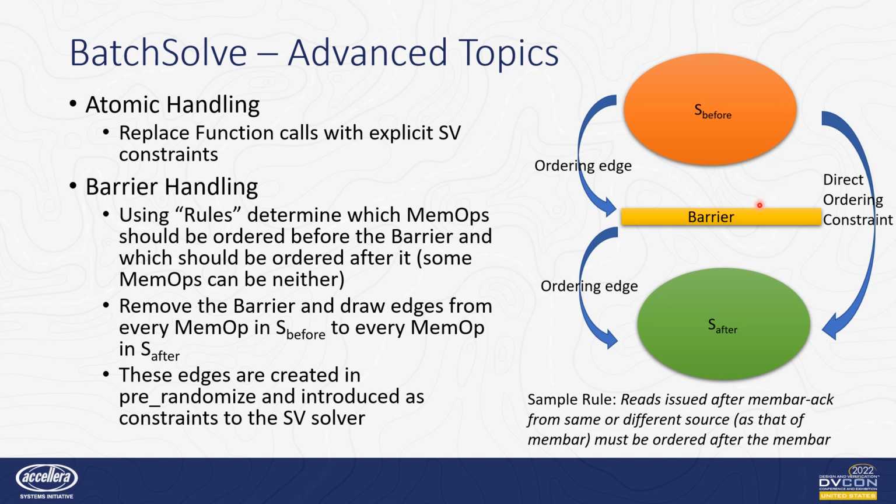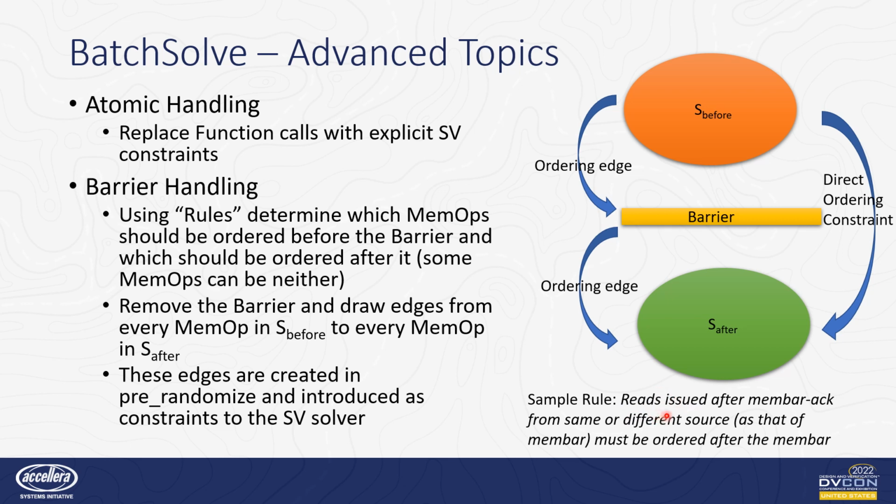So again, at a high level the idea is, for every barrier, we will create a set S-before and S-after, and a memop can go into either S-before or S-after, or neither, based on certain simple rules. So for instance, here's a sample rule which says reads issued after the membar ACK. So if you issue a barrier and the ACK comes back, any read that is issued after that barrier ACK, from either the same or a different source as the barrier, will need to be ordered after the barrier. So it will go in S-after.